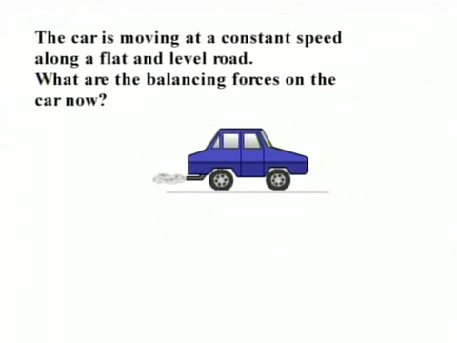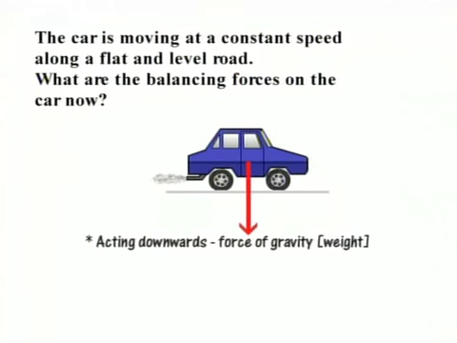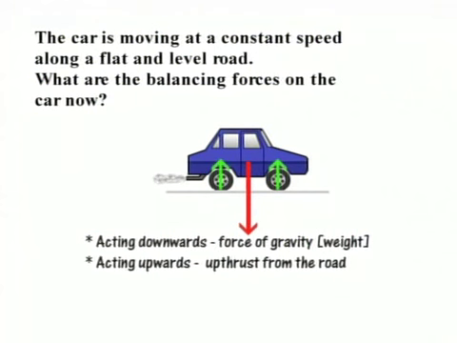The car is now moving at a constant speed along a flat and level road. What are the balanced forces on the car now? You should have got something like this. There's still the force of gravity acting downwards on the mass of the car, balanced by the upthrust force of the road. But now the car is moving at constant speed.